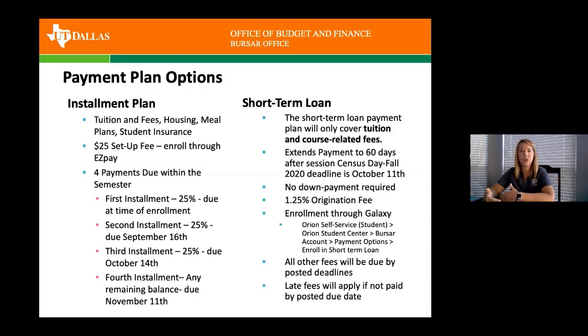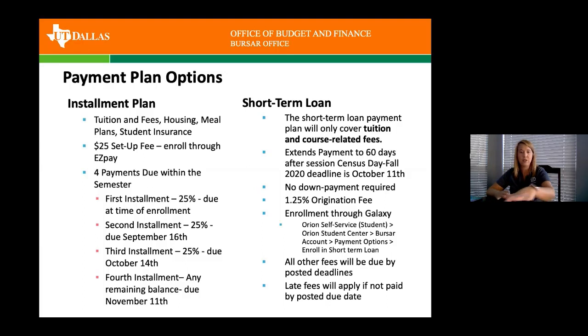So if you're still trying to secure your funding, maybe for a loan or from a sponsor, that would give them more time to actually get that funding together. Again, no down payment required. There is a fee for that, a 1.25% origination fee. And this one is going to be done in Orion, so it's going to be done in your student portal.